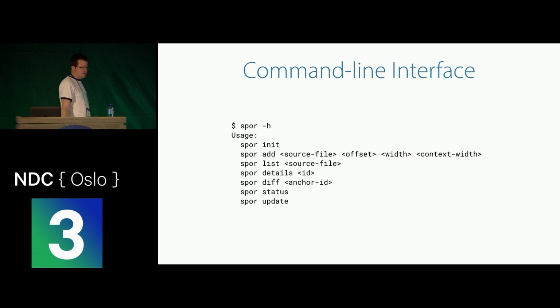It has a command line interface that is very similar to tools like Git. I think Git has a very good model there. So you can do things like initialize your repository. You can add anchors to it, list them, do details. And critically, you can do update. That's the real magic bit there. We say, please look for any anchors that are out of date, that don't match their current source files, and try to align them again, and tell me if there's any problems with that.